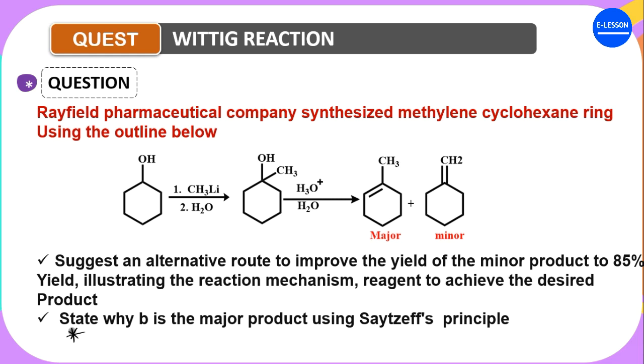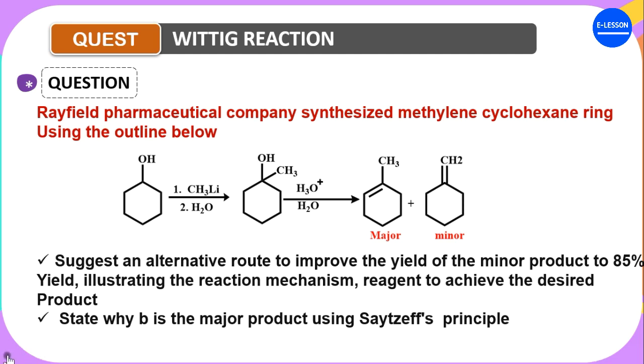Now, a Rayfit pharmaceutical company synthesized methylene cyclohexane ring using the outline below. Suggest an alternative route to improve the yield of the minor product to 85% yield, illustrating the reaction mechanism and reagents to achieve the desired product, and then state why B is the major product using the Saytzeff rule. So let's go straight into this. Now the initial reactant that was given was this, right?